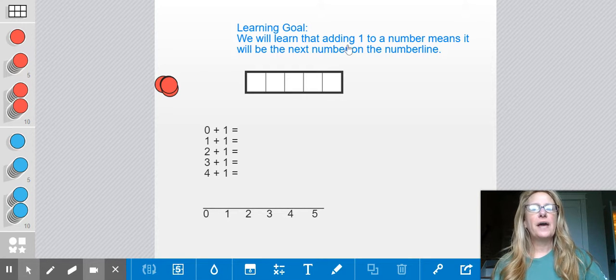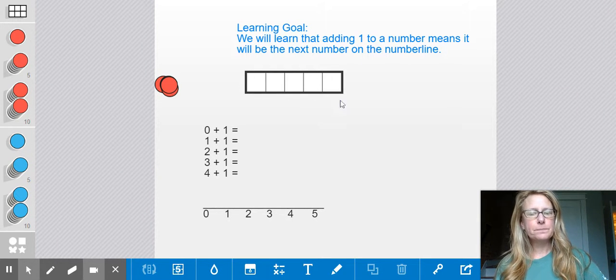We will learn that adding 1 to a number means it will be the next number on the number line. Today I have a 5 frame. I have some equations, some counters, and a number line. I'm hoping that you will see the pattern that I'm going to show you today when you're adding 1 to a number. Let's look at our first equation, 0 plus 1.